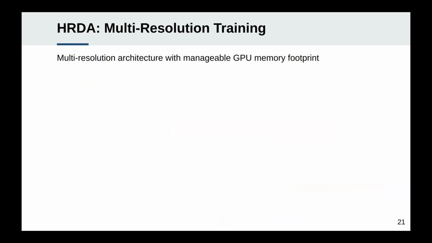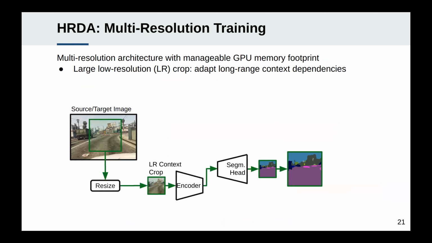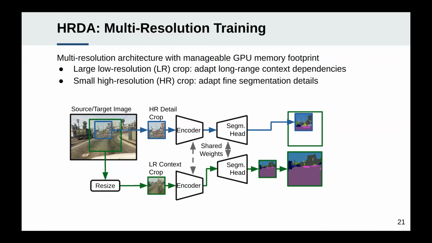For that, we proposed a multi-resolution architecture that has a manageable GPU memory footprint. The idea is that you take a large, low-resolution crop to adapt the long-range context dependencies. So you take a large crop, then downsample it, so everything is fine with the GPU memory, and you can learn the long-range context dependencies. In order to get the details, you take a small crop, because for details, a small crop is sufficient. You can preserve the high resolution. You do your predictions, and now you have two predictions. So you somehow have to fuse them.